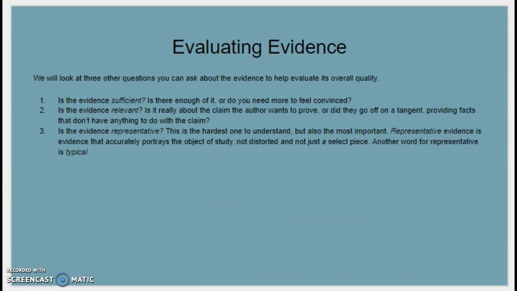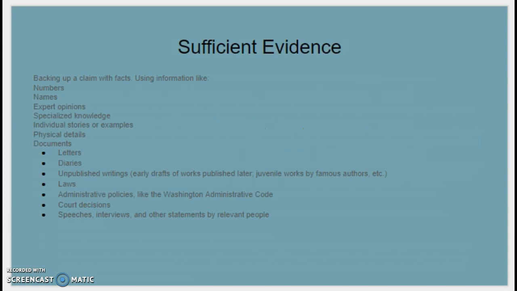So when we look at the 3 other questions you ask about the evidence to help evaluate its overall quality, you ask, is the evidence sufficient? Is the evidence relevant? And is the evidence representative? Sufficient evidence. When you back up a claim with facts, you use information like numbers, names, expert opinions, specialized knowledge, individual stories or examples, physical details, and documents.